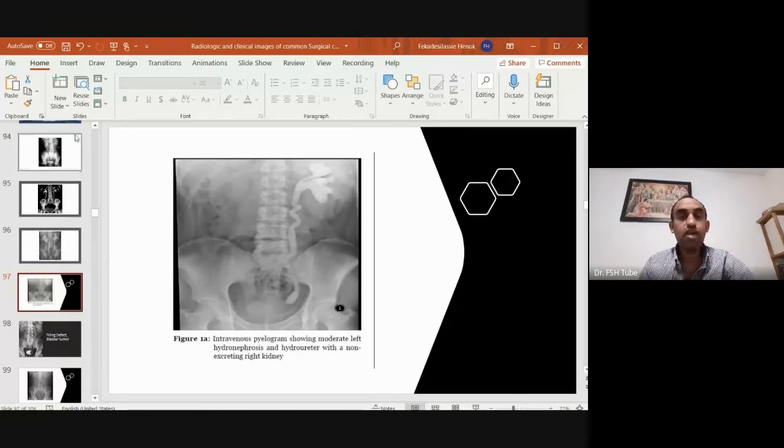Don't commit yourself. You can say in this X-ray, what I see is right hydroureter with hydronephrosis and non-visualized right kidney. Non-visualized right kidney and right ureter, with left hydronephrosis and hydroureter. Then the differential diagnosis for the non-visualized kidney could be nephrectomy, previous nephrectomy. It could be a non-functional kidney. The right kidney could be knocked out. It's no more functional. Okay.